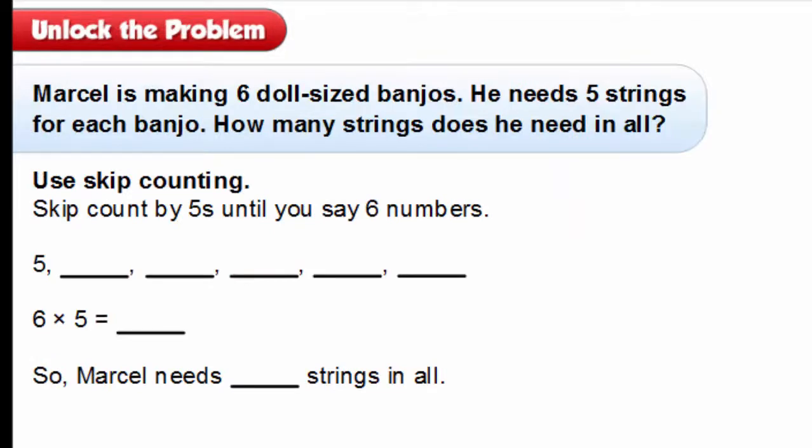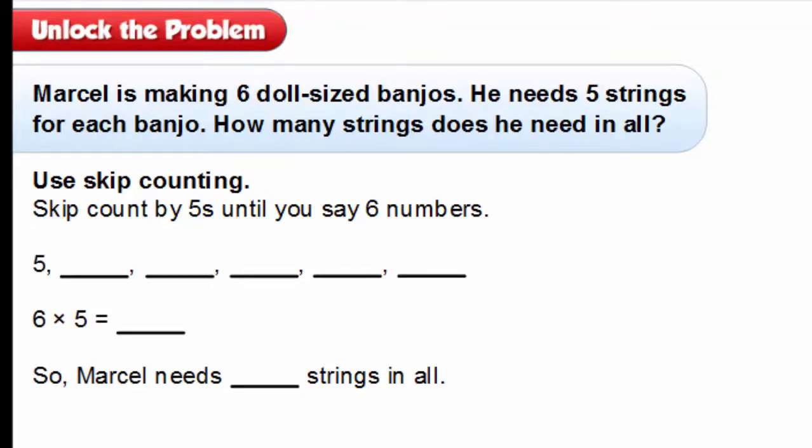Now we're going to move on to our 5s. Let's look at this story problem. Marcel is making 6 doll-sized banjos. He needs 5 strings for each banjo. How many strings does he need in all? You can use skip counting. You can skip count by 5s until you say 6 numbers.